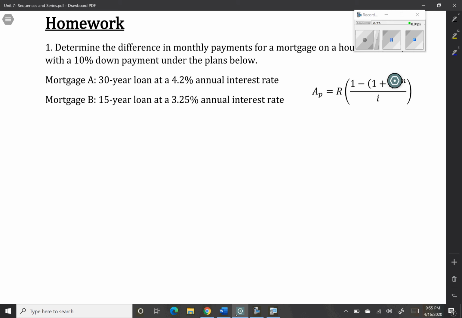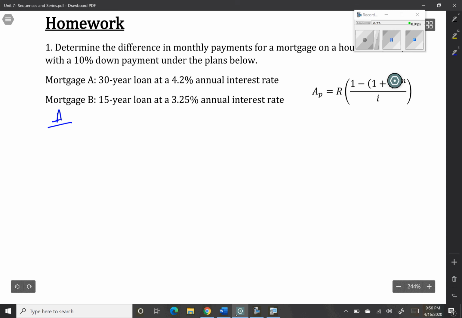So let's take a look at 2 completely different mortgages here and see which one gives us a better monthly payment, and then see which one gives us a better amount of interest paid over the course of the loan. So let's take a look at mortgage A.